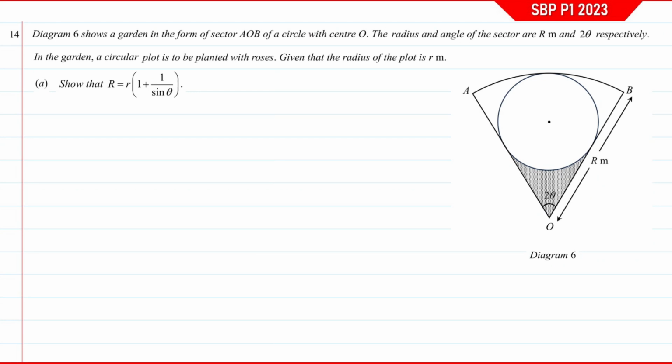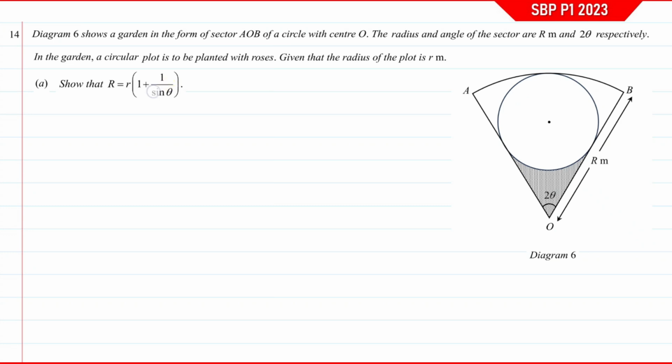Question 14. Diagram 6 shows a garden in the form of sector AOB of a circle with center O. The radius and angle of the sector are R meter and 2 theta respectively. In the garden, a circular plot is to be planted with roses, given that the radius of the plot is r meter. A: show that capital R is equal to r bracket 1 plus 1 over sine theta.